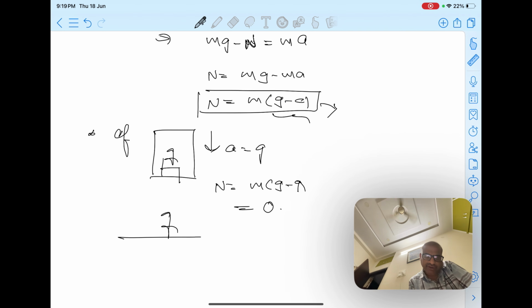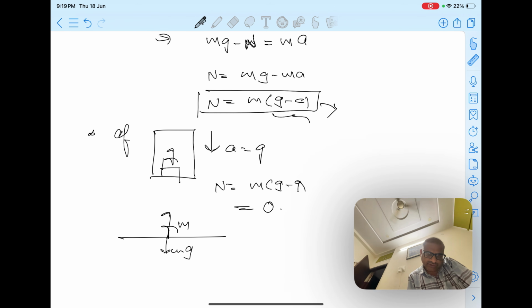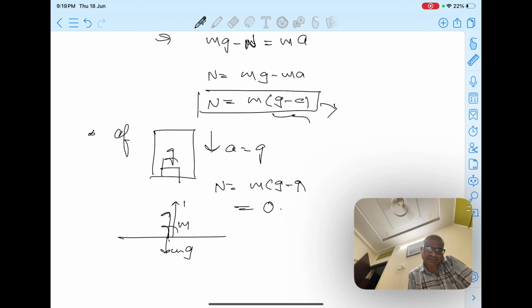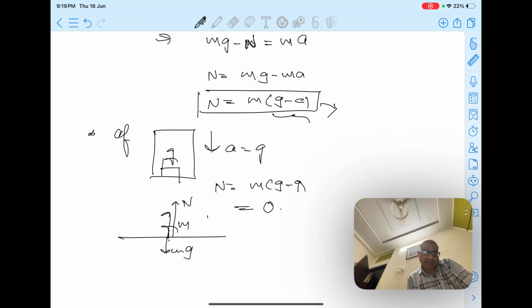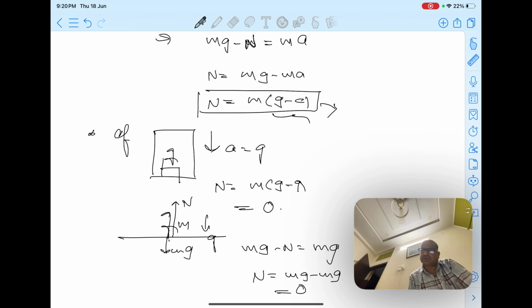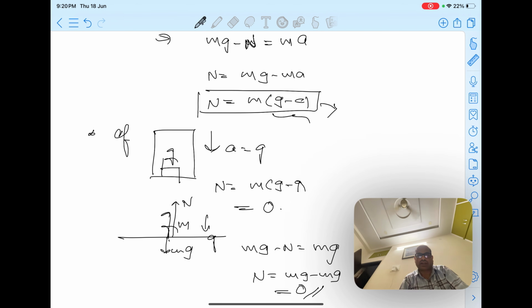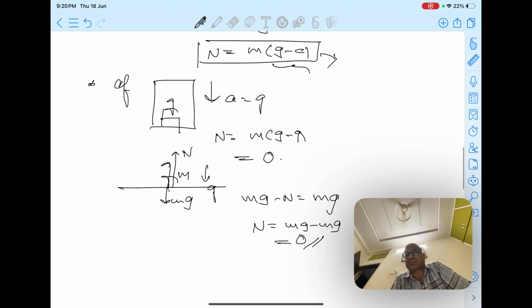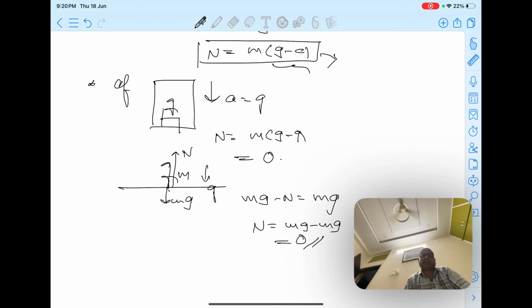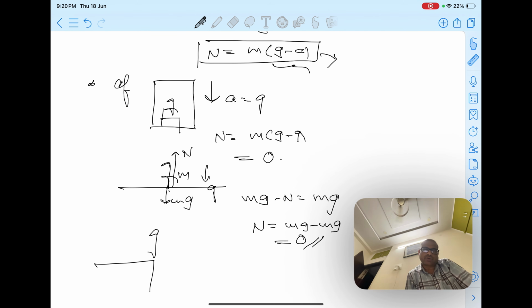So he won't experience any force, which means he is not exerting any force on the weighing machine also. Why? When you talk about the man, his weight mg is acting downward. If he presses down the floor with N force, the floor also exerts the same force. Now the entire system is going down with g. Write the equation: mg minus N is equal to mg. So N is equal to mg minus mg, which becomes 0. That means he is not experiencing any force and he is also not exerting any force on the floor or machine. Therefore the machine reads 0, and this condition we call the weightlessness condition.